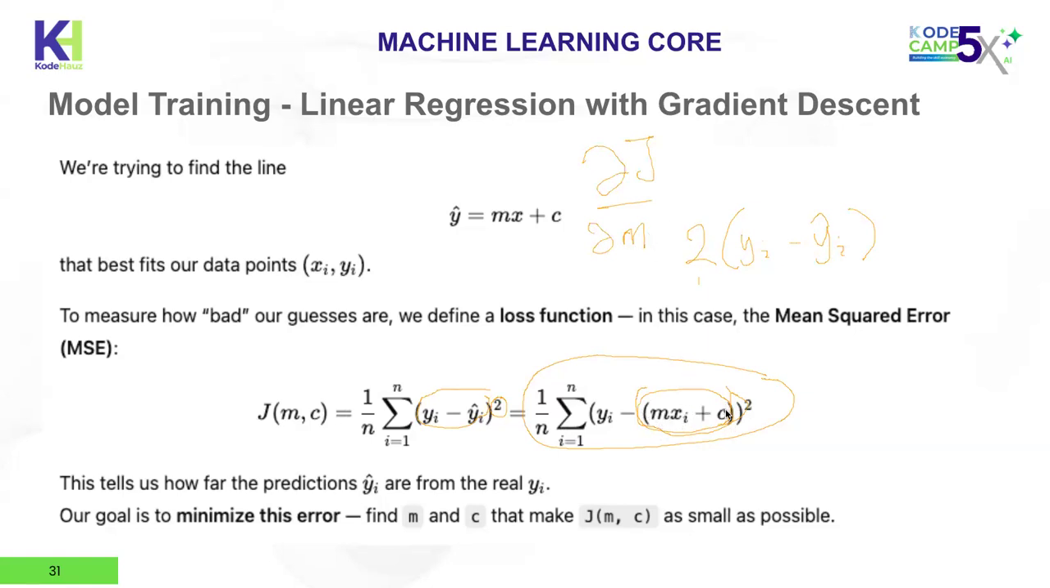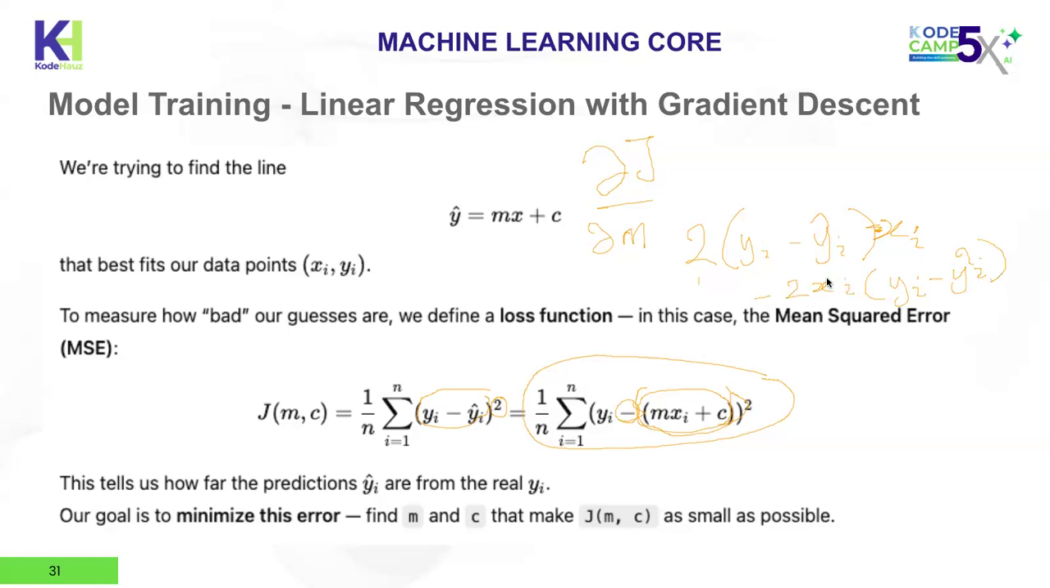So if you differentiate this piece here, the mxi plus c, with respect to m, you are going to get xi plus 0. So that will be times xi. But also remember that there is a negative sign here. This negative sign is going to make the xi negative. So you're going to end up with minus 2xi into yi minus y hat i. This is how we arrive at that.